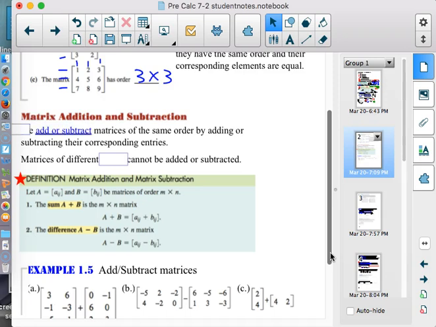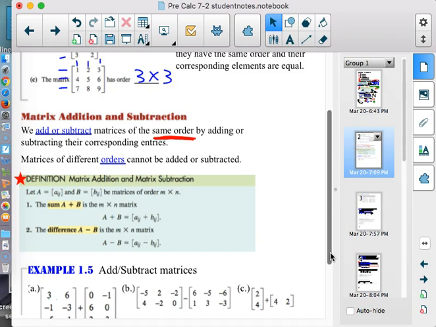So matrix addition and subtraction, we can add or subtract matrices of the same order. Notice that. They have to have the same order. And that's because we're going to add or subtract their corresponding entries. So all you do is figure out first row, first column, add it to first row, first column in the second matrix, and then go on to the next position. So maybe it's second row, first column, and second row, first column. And you just use that method as you add or subtract.